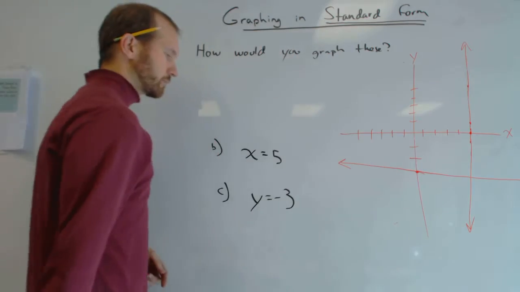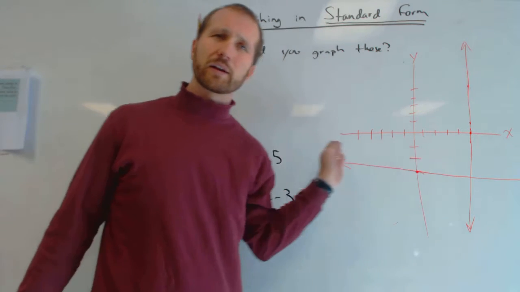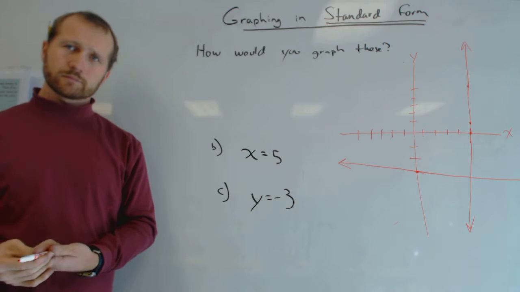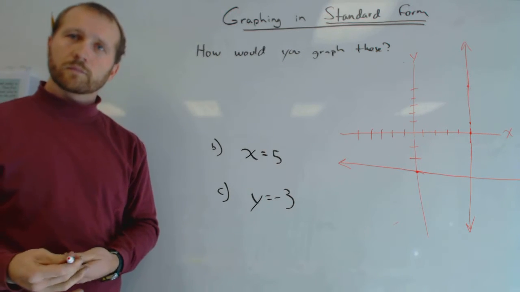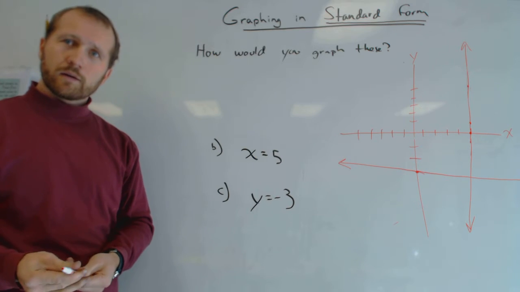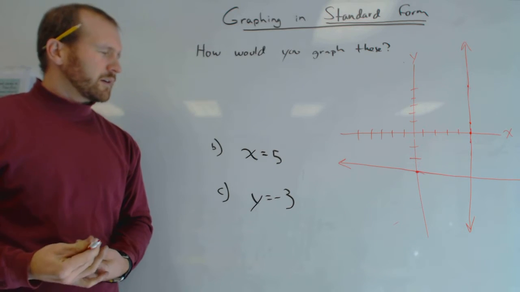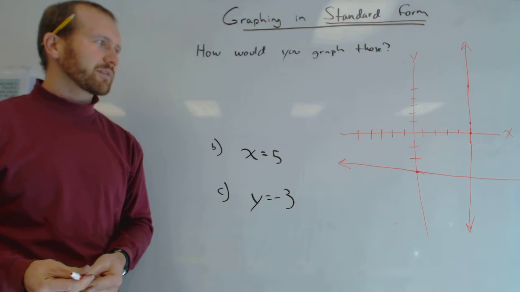So kind of like if you're using graph paper, all the lines that go up and down are the x lines, and all the lines going this way are the y lines, even though x and y are opposite. That's kind of a weird way of thinking about it.